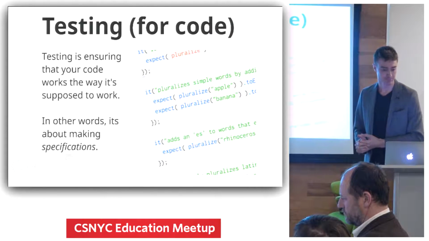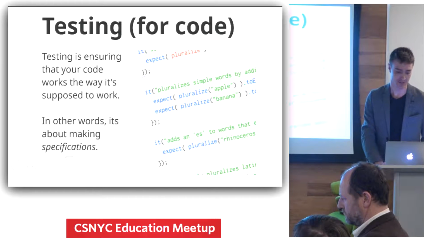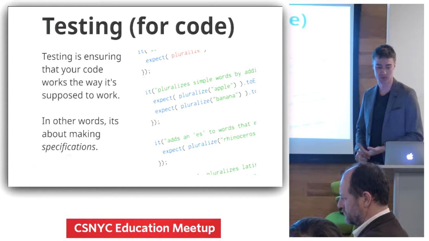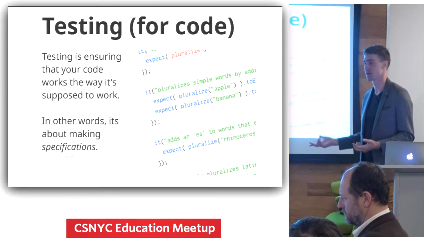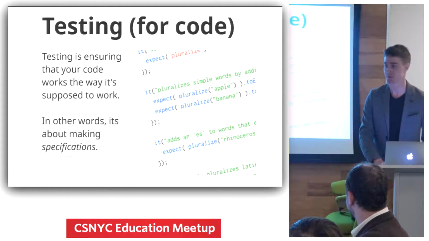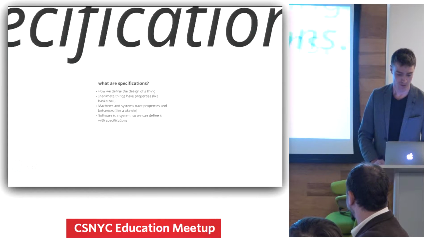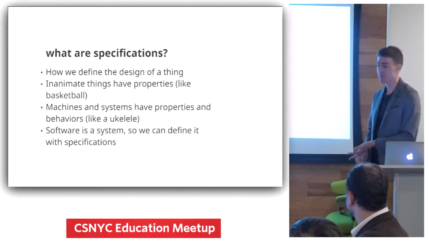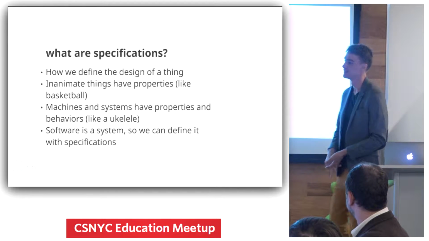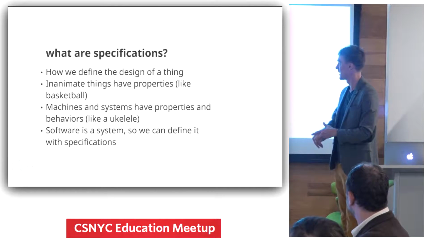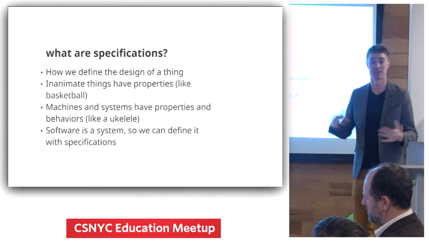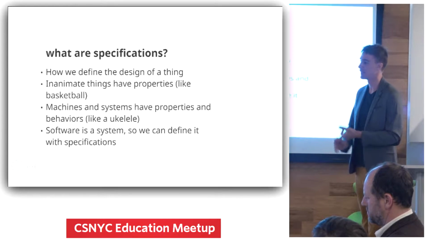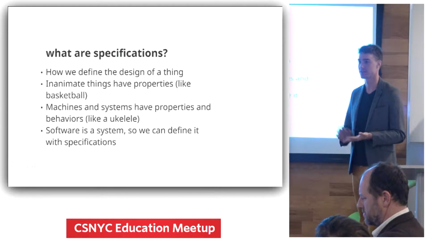So yeah, testing for code is just ensuring your code works the way it's supposed to work. And it's about making specifications. This is the higher level concept of testing, specifications, which are just how we define the design of a thing. A specification for something like a basketball, which is inanimate, usually just comes down to the properties of that thing. So how big is it? How much does it weigh? What's the material? Those kinds of things.